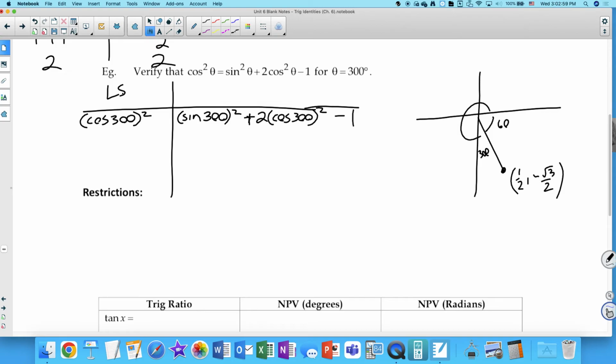Okay, so the cosine of 300 is 1/2. So this piece is going to be 1/2 squared, which is 1/4. The sine of 300 is negative root 3 over 2. So this is negative root 3 over 2 squared, plus, we already know what that one is, 2 times 1/2 squared, and then minus 1.